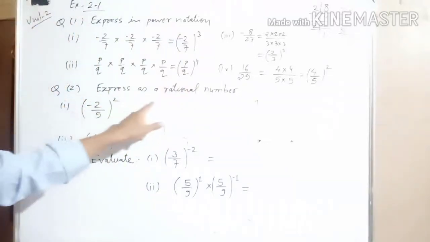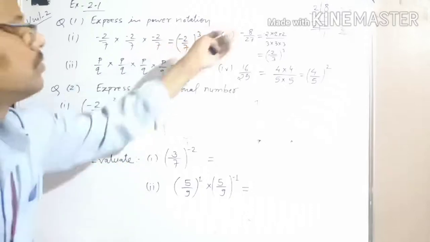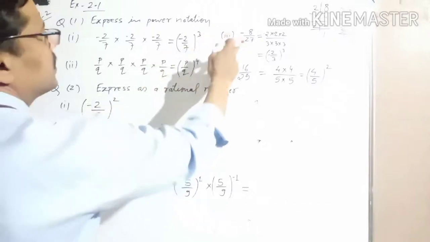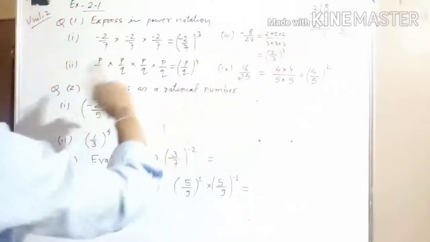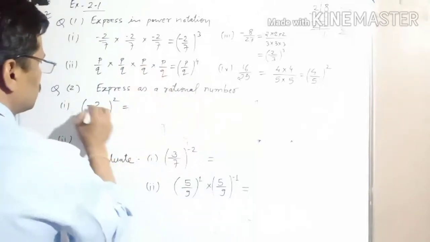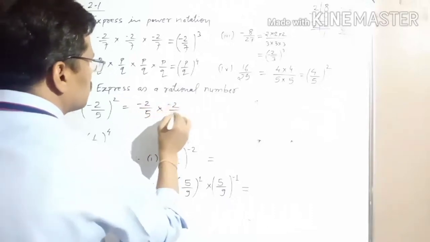Now, question number second. Express as a rational number. This number we have to represent as a rational number. Earlier we were going to power notation; here we are going to a rational number, just the opposite of it. Minus 2 upon 5 power 2. So how many times will we write minus 2 upon 5? 2 times. Minus 2 upon 5 into minus 2 upon 5.